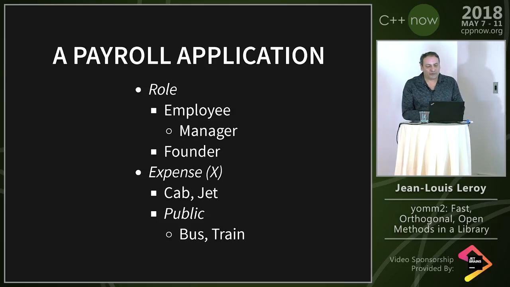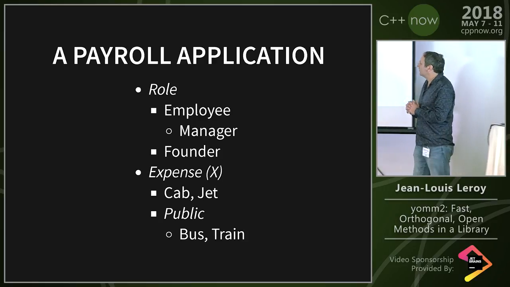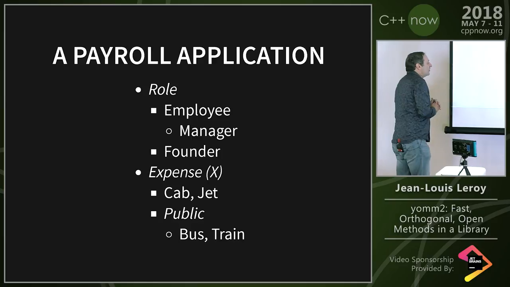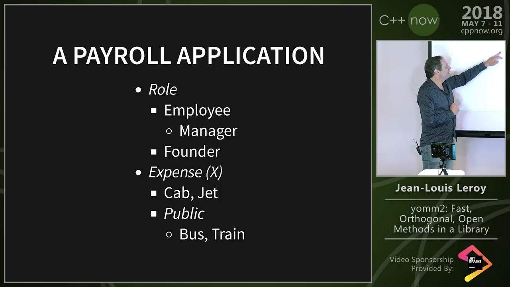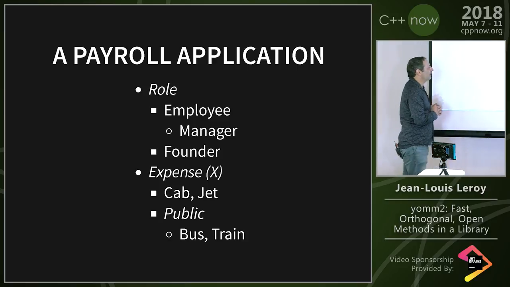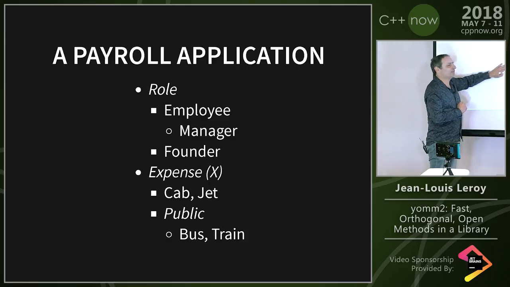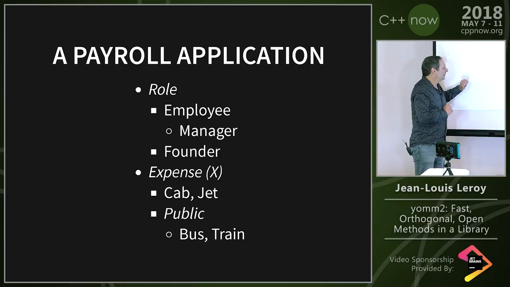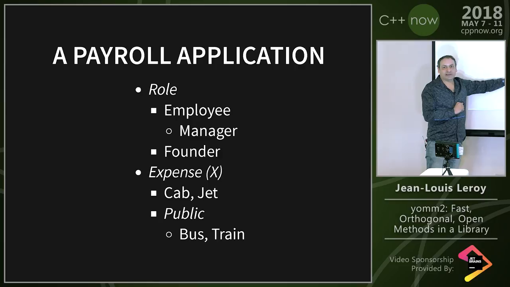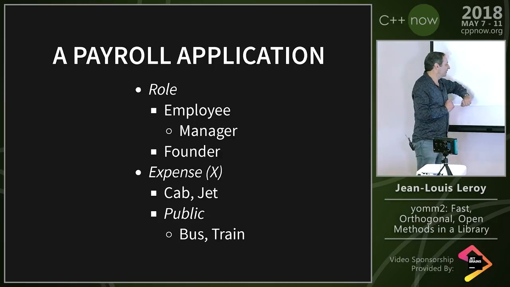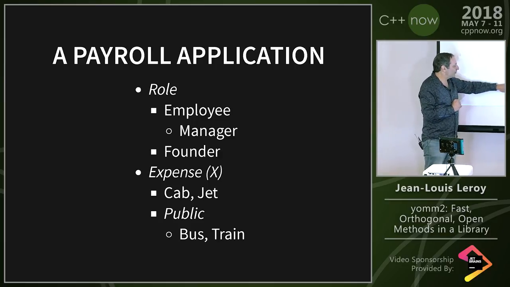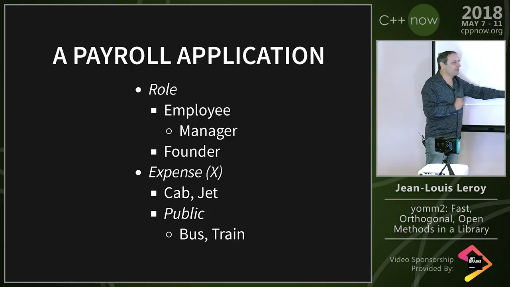In this part of the talk, I'm going to use another class hierarchy, which is a little more realistic. It's a payroll application. So we have two hierarchies, role, subclass employee. Role is an abstract class. Employee is a concrete subclass of role, and manager is a concrete subclass of employee. And then we have founder, which is not an employee, but it still derives from role. And then we have expense, which I denote X when I need to abbreviate. Subclasses of expense are cab and private jet. And we have an abstract public transportation class, which derives from expense, which has two concrete subclasses, bus and train, right?